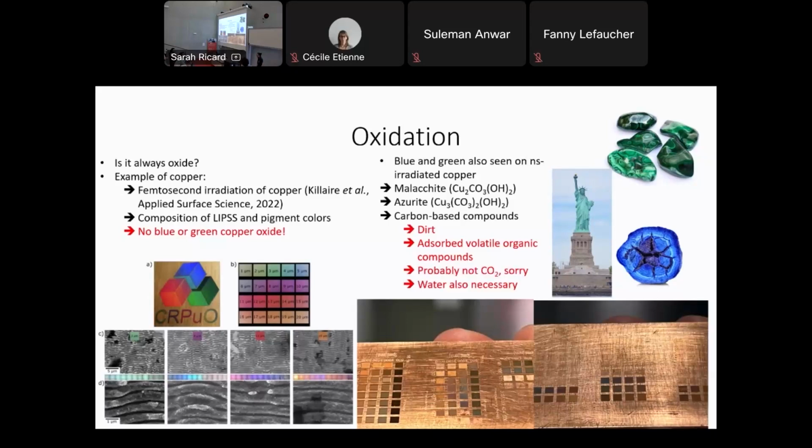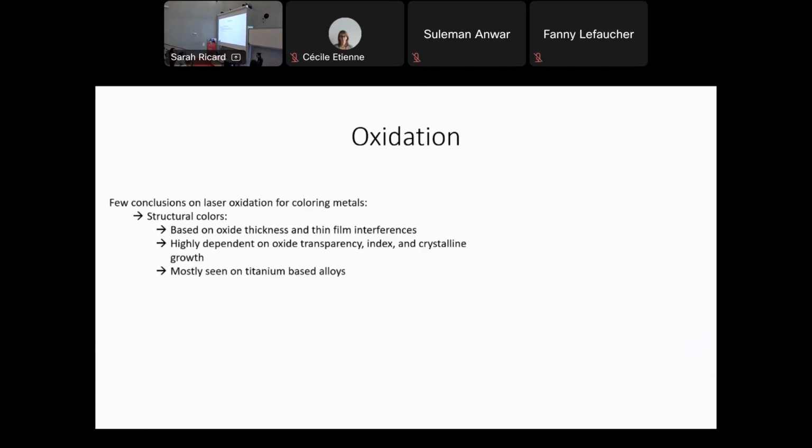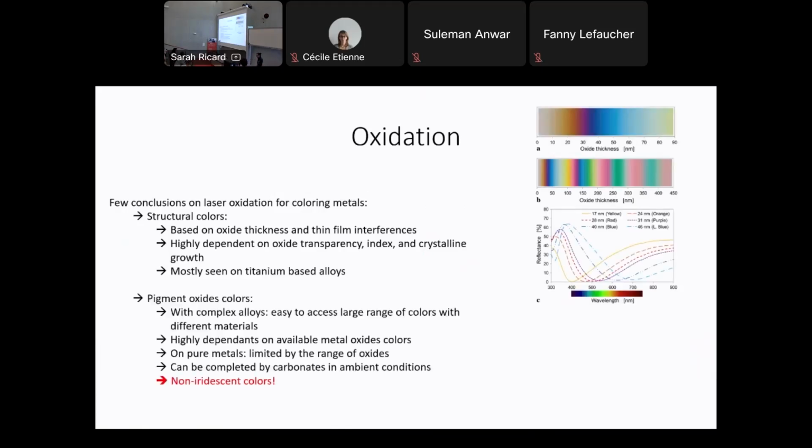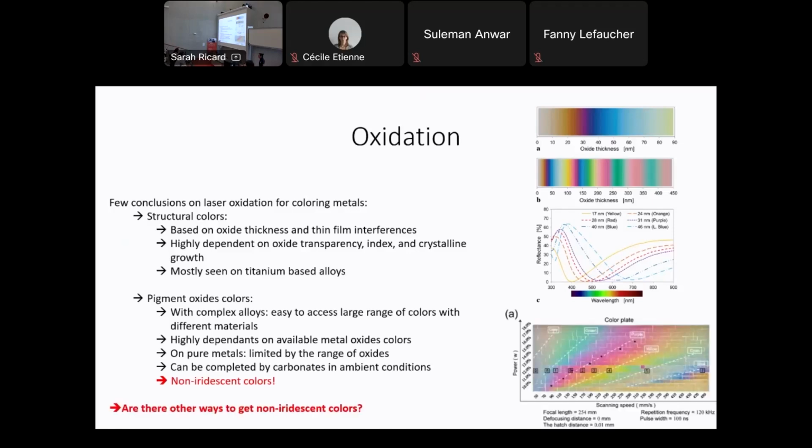Okay, so I'm a bit late, so I will just skip these conclusions. That is a summary of what we saw. Here we have non-iridescent colors when we have pigment oxides. So it really depends on the alloys that you have and the available oxides. In some cases, oxides are not available. So the last question that we will try to answer with Sedao is, can we have other ways to have non-iridescent colors?